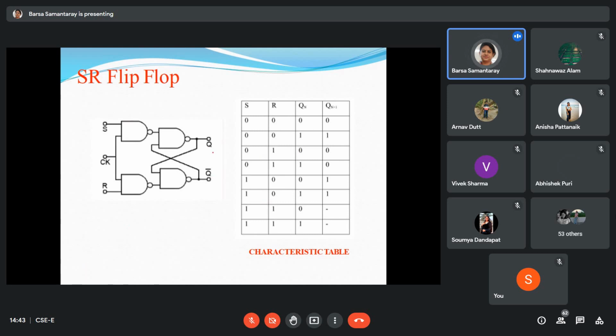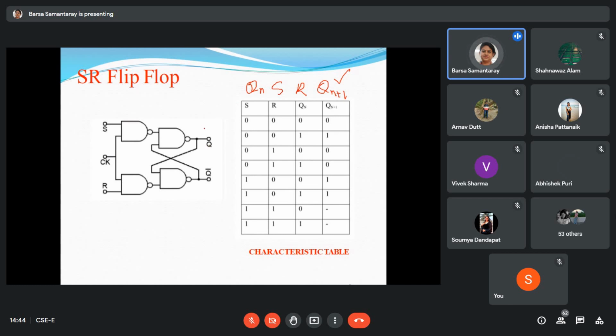तो यहाँ पे हम लोग क्या कैरेक्टरिस्टिक टेबल कैसे बनाए? If I am taking QA as the input with S, with R, then what is the Qn plus 1? I will find out that. So, what is Qn? What is Qn plus 1? Qn means the present state. Qn plus 1 means next state.